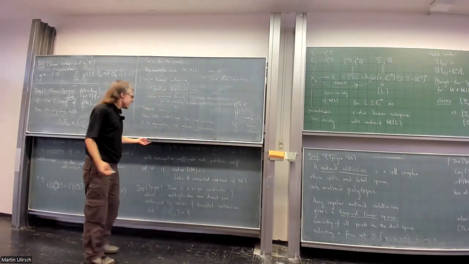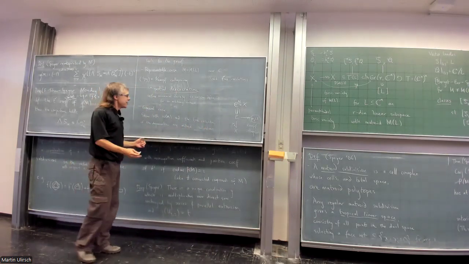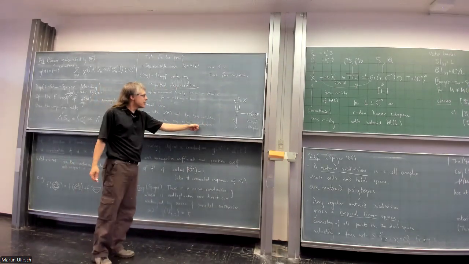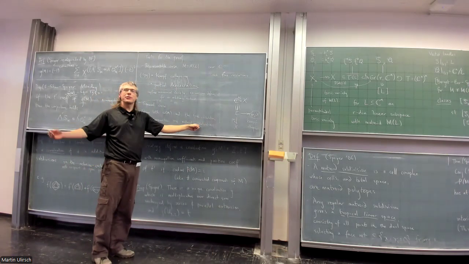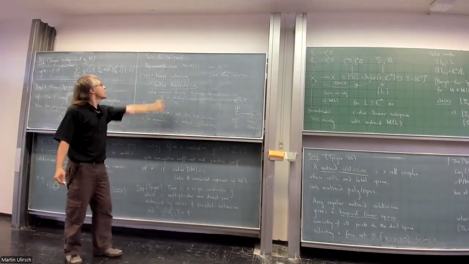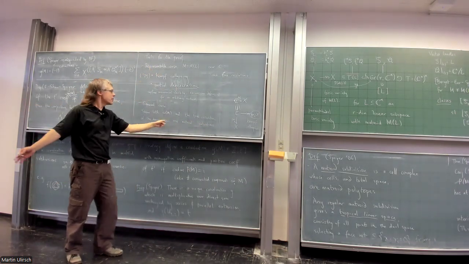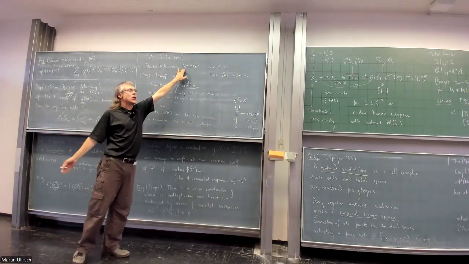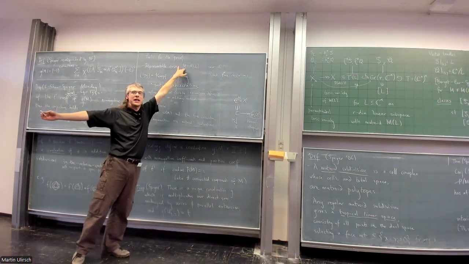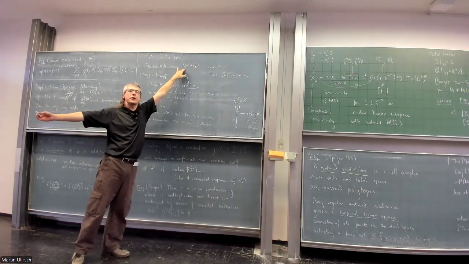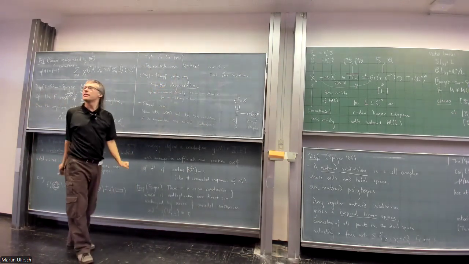And a fact is that up to these linear relations imposed by matroid valuations, the representable matroids span all matroids. And so you have two functions that agree on a spanning set of matroids, and so they have to agree. Yes.